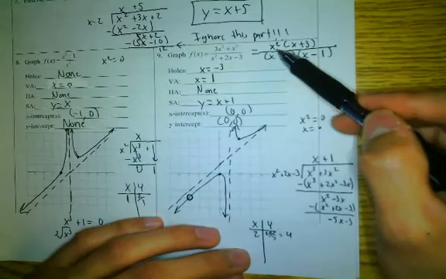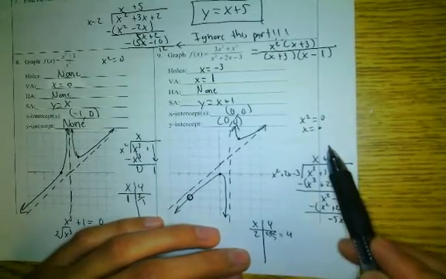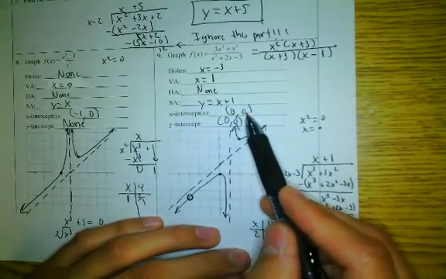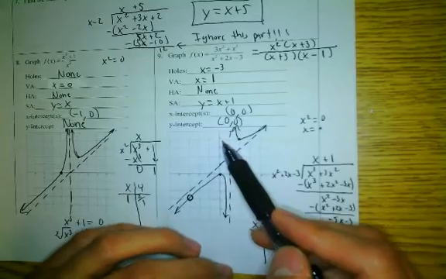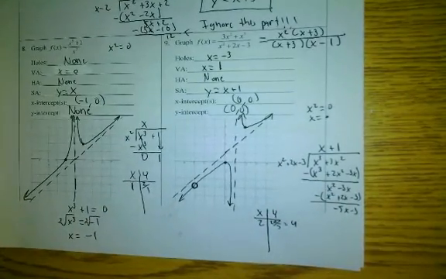Okay? Now, what I did after that, I tested a value just to figure out if I was on top here or on the bottom part. I plugged in 2, and I got 4, so 2, 4 is going to be on that top part, and then I drew my function as such. Okay? Alright, let's move on. We're almost done.